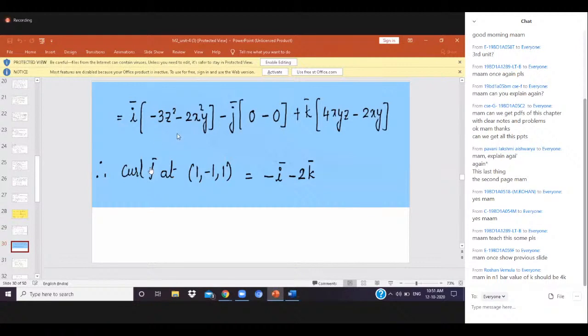we will get a vector function: i bar minus 3x z square minus 2xy minus j bar. Calculating, and at that point if you substitute, we'll get a vector that is minus i bar minus 2j bar. Curl is the determinant formula; the same we have to apply.